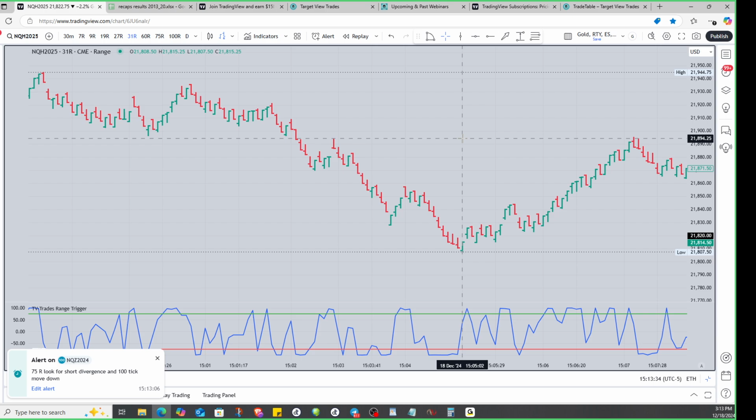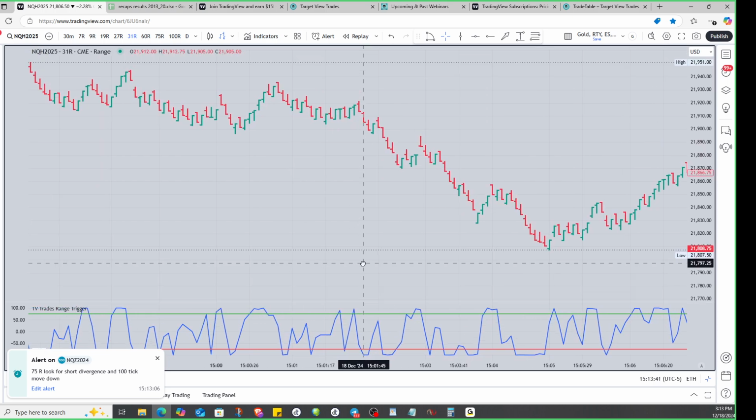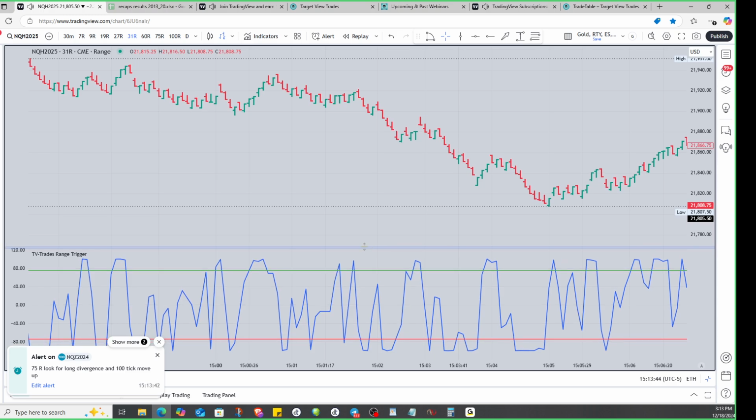Typically, we would buy when price comes out of the overbought or comes out of the oversold. That's how the indicators typically work. When using an oscillator, you would buy when price comes out of the overbought or comes out of the oversold.